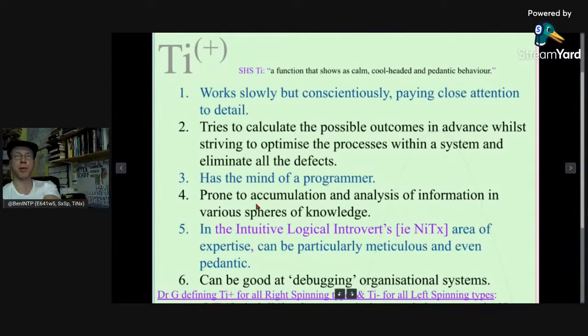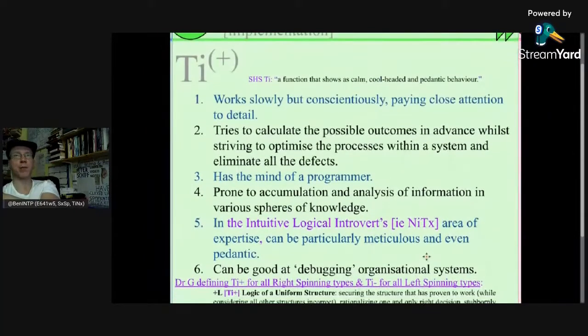Mind of a programmer. Prone to accumulation and analysis of information in various spheres of life. Well, this might be because INTJ 5-ish. Rather, Enneagram 5 fixated many a time. In intuitive logical introverts' area of expertise, they can be particularly meticulous and even pedantic. Yeah. Debug of organizational systems. It depends how much we think this is TI or how much this is just thinking.